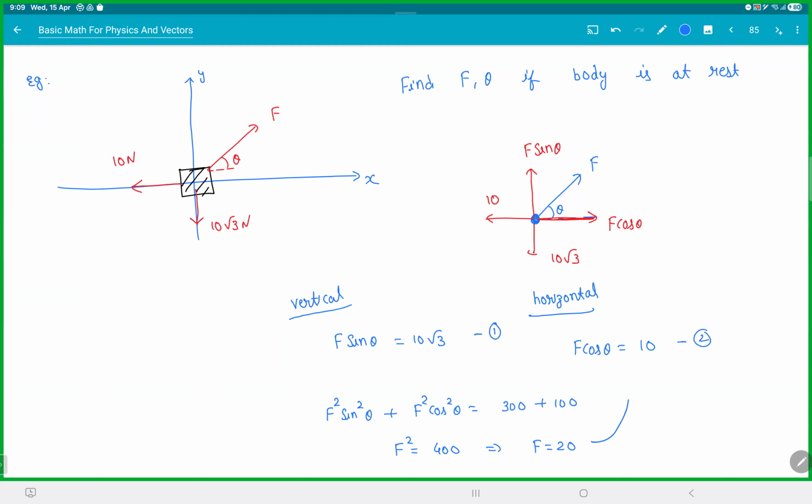Once you get this, put it in equation 2. This will become 20 cos theta is equal to 10. Cos theta is equal to half. You can do this much faster, but yeah, I just wanted to show you how to get the steps. So the force must be 20 newtons and the angle must be 60 degrees. Is the idea clear, everyone?